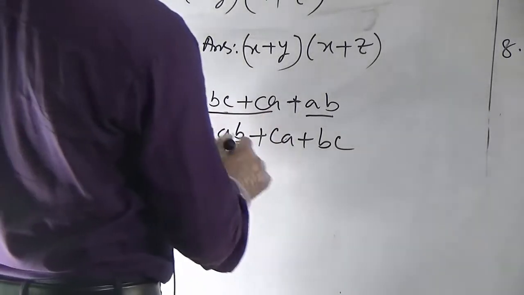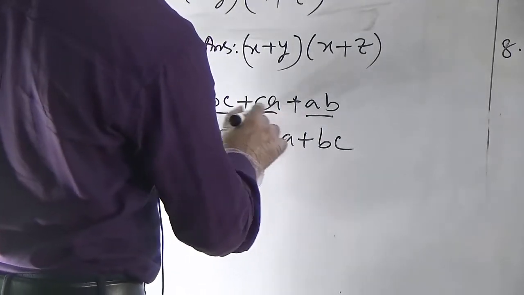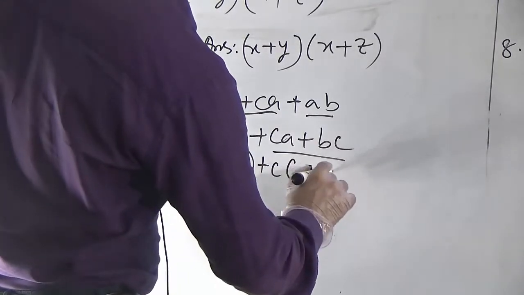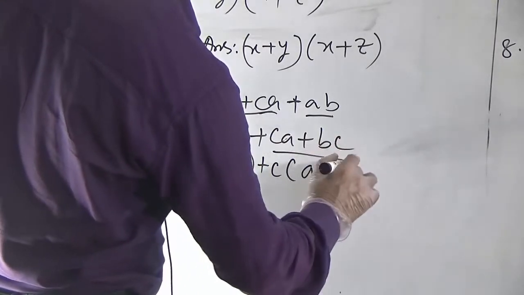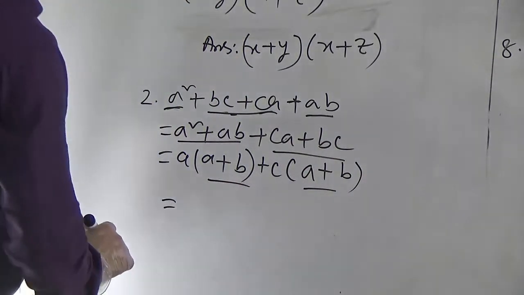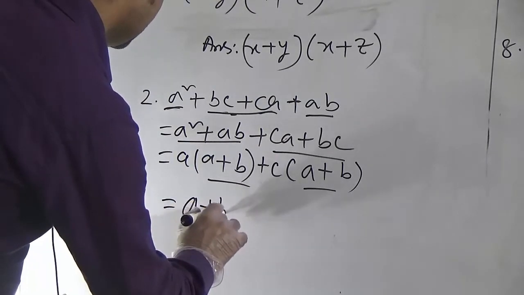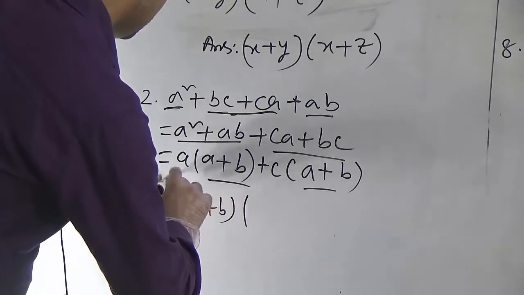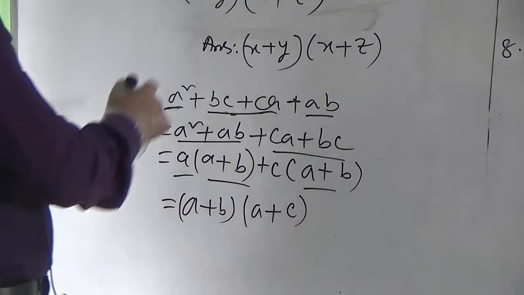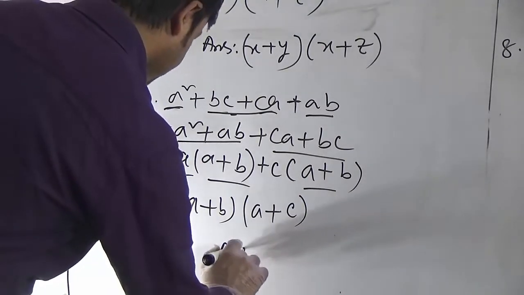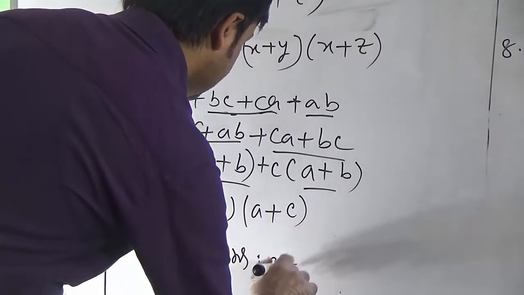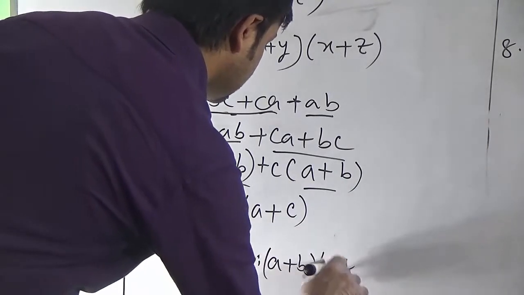Now consider these 2 terms. If we take c as common from these 2 terms, in the first term a will remain and in the second term b will remain. Now a plus b is common in both. So we can take a plus b at first, then a is remaining and c is remaining. So we can say the answer of question 2 is a plus b into a plus c.